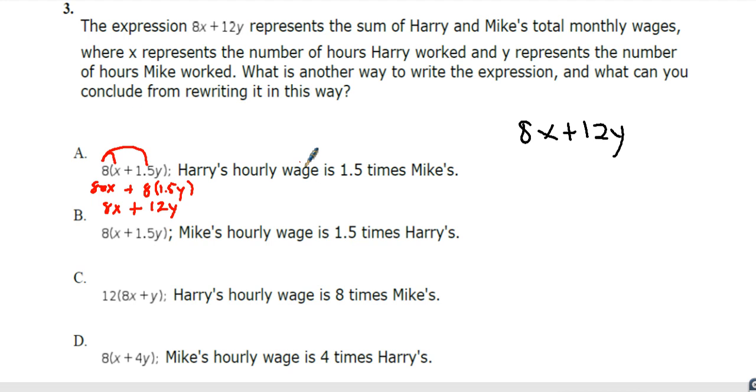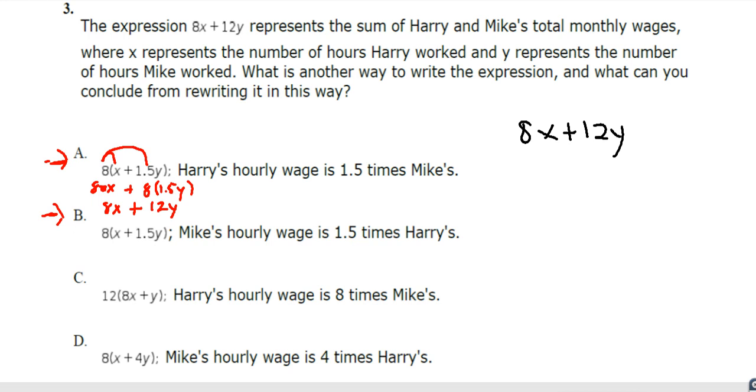Because Harry's hourly wage is 1.5 times Mike. Well, let's see, can we really say that? Not really. Let's come back to that conclusion. So far, this one might be right. B. Again, I have 8 times x plus 8 plus 1.5 times y, same thing. So this one might be right.